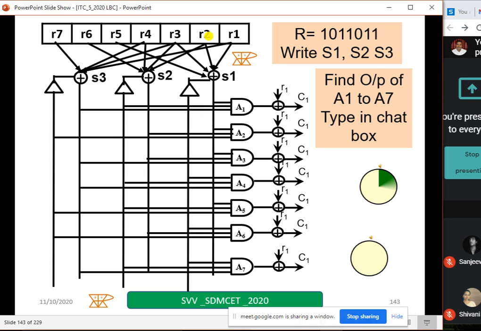Geeta, you just check it, S2. Ritika, S1 is 0, correct. Vijay Lakshmi, S1 is 0. And S3 is 0, Pragati, correct. Preeti has typed S1 is 0, S2 is 1, S3 is 0. Correct, Preeti. And Devidas, S2 is 1. Abhishek, Chaitra, Ankita, S1 is 0, S3 is 0, okay, S3 is 0, S2 is 1.